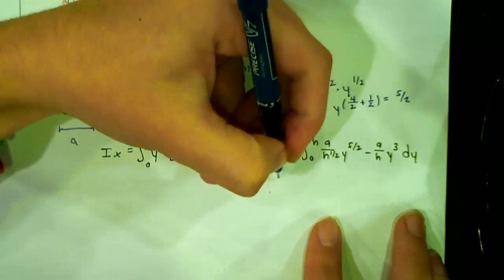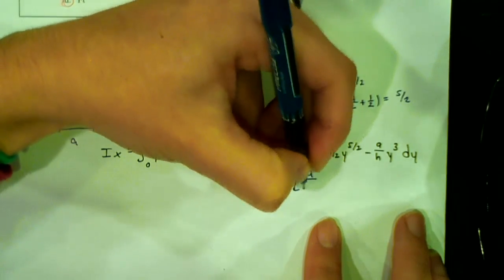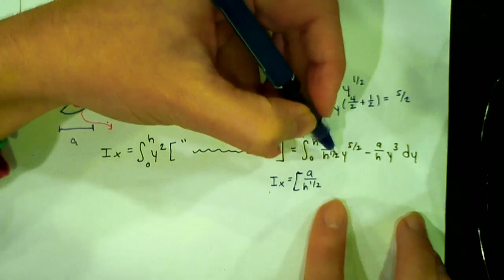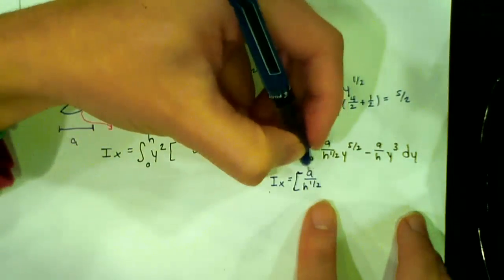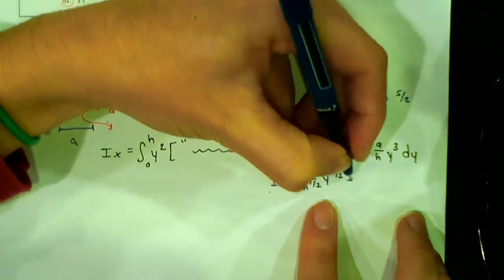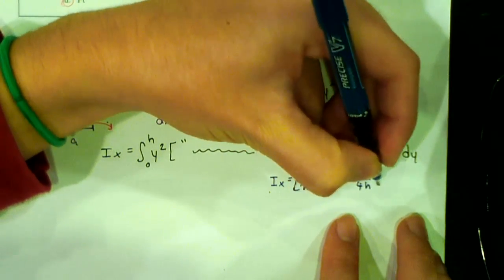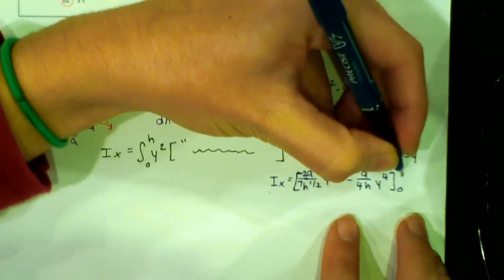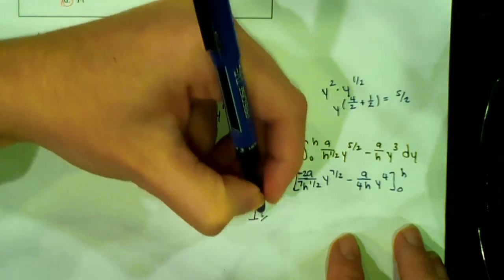So for Ix, I have a over h to the 1/2, that's y to the 5 over 2, it's going to be 2 over 7 y to the 7 over 2, minus a over 4h y to the 4, from 0 to h. See, this one's not too bad, right? It's not the worst thing in the world. It definitely sucks. Yeah, it's pretty bad.